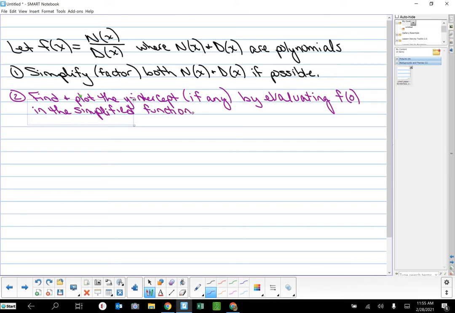And we're going to write out all these steps, and then we'll actually do it for an actual problem. Okay, so you're going to simplify, then you're going to plug 0 in for x, and that's going to give you your y-intercept. Then you're going to plot it. So that's step 2. Okay, and then step 3, skip a line. Find the zeros of the numerator. Zeros of the numerator. Remember, that's n of x.